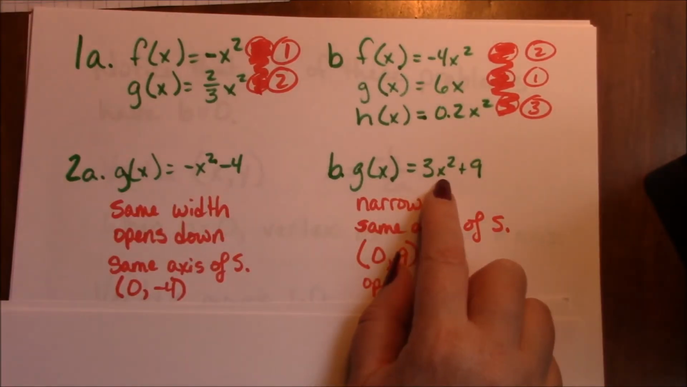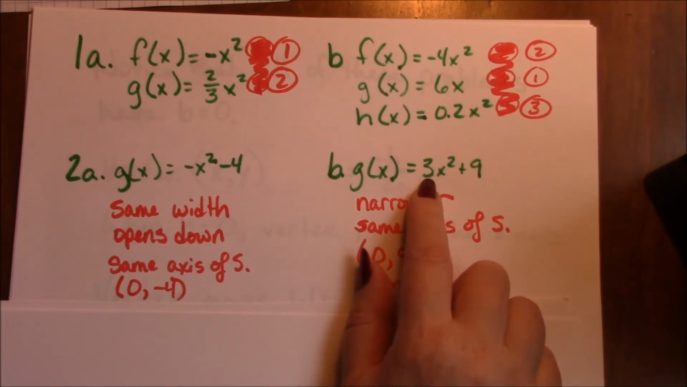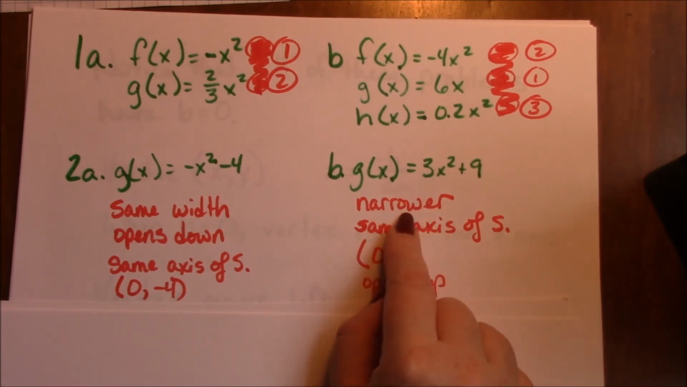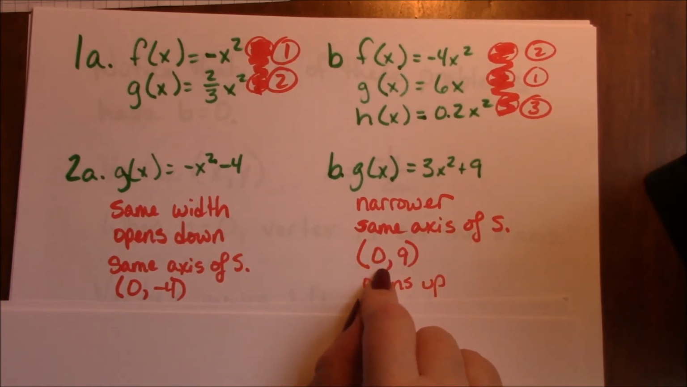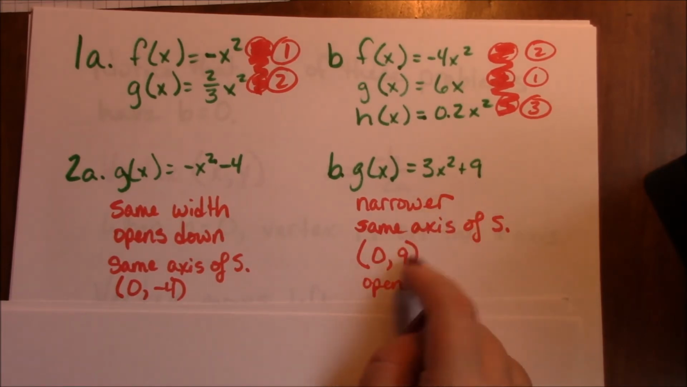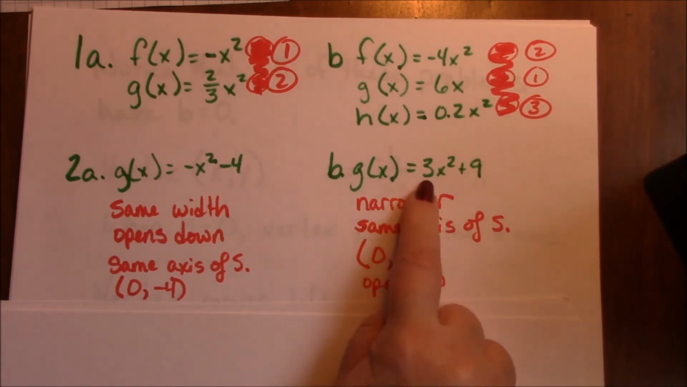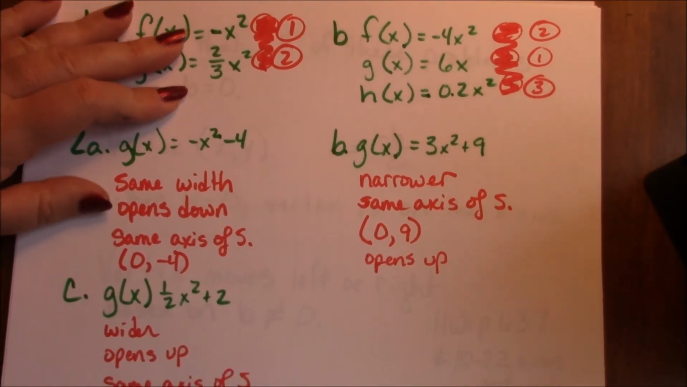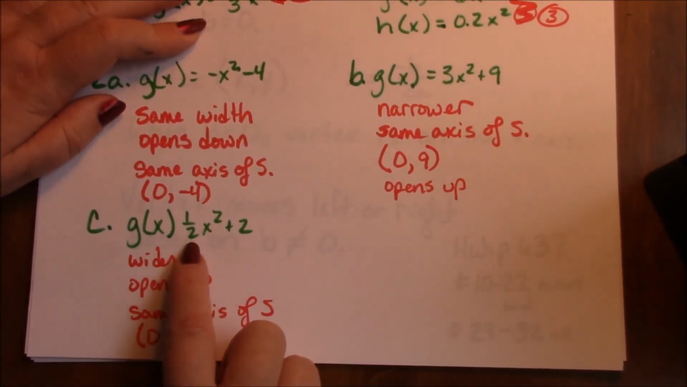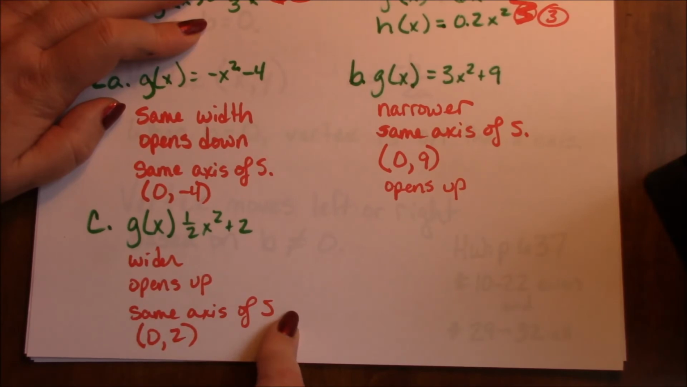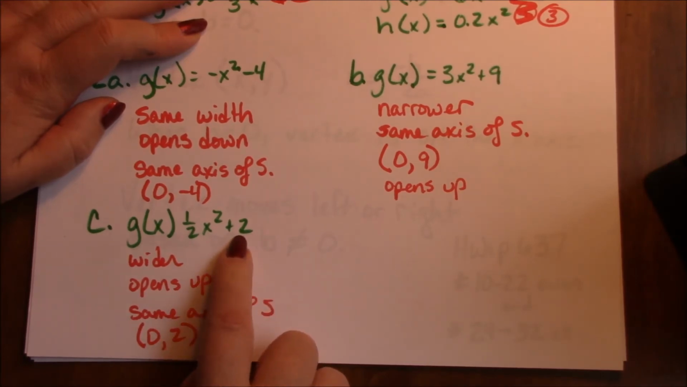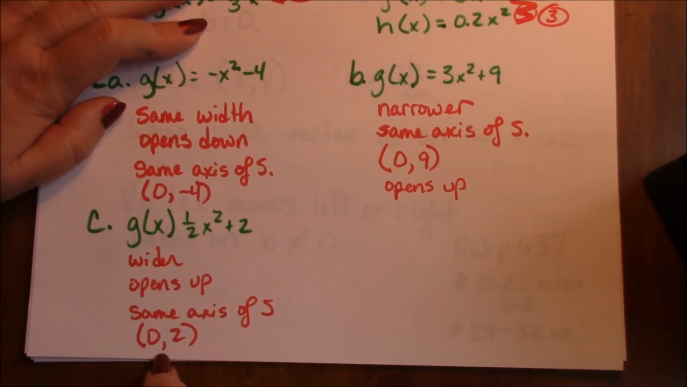This problem, 3x squared plus 9, the a is larger, so the parabola is going to be narrower. It's got the same axis of symmetry. Its vertex is 0, 9, and it opens upward because a is positive. And then with this one, a is positive, so it opens upward. It has a smaller than 1, so it's wider. It's got the same axis of symmetry, and c is 2, so its vertex is 0, 2.